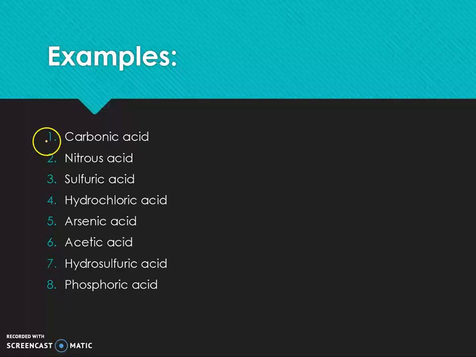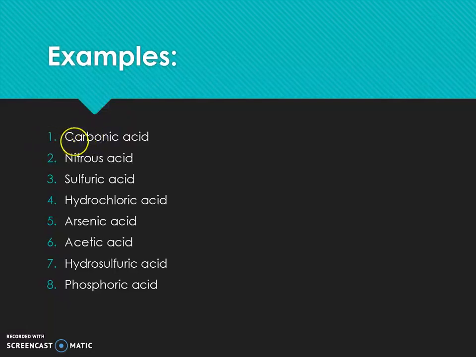Carbonic acid, it has no hydro at the beginning, so this right here has to be a polyatomic ion. IC gets changed to ATE. Carbonate is CO3 with a -2, and since this is a 2, then we have to have 2 hydrogens, so it's H2CO3. Okay, nitrous, OUS gets changed to ITE. Nitrite is NO2 with a -1 charge. We put the hydrogen in front. We need 1 hydrogen, so HNO2.